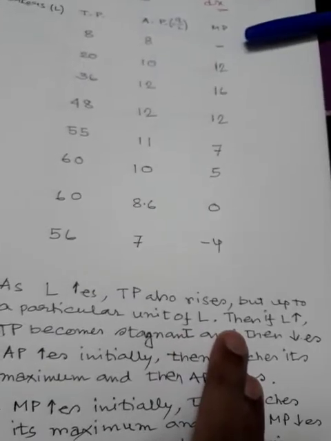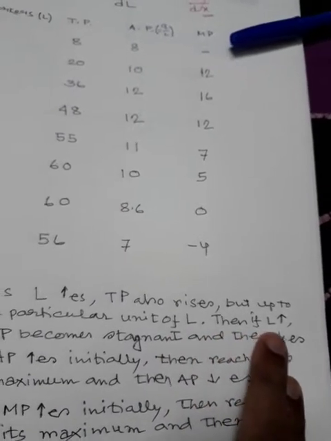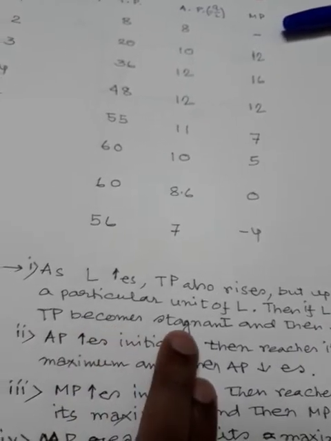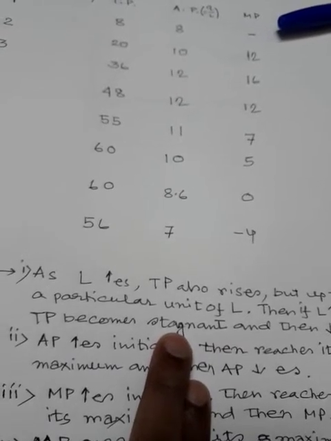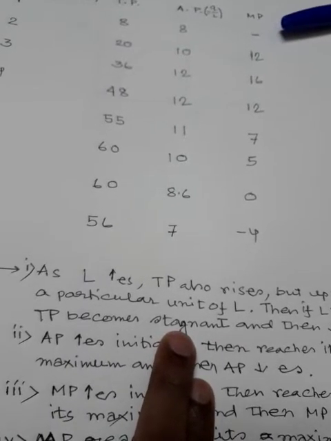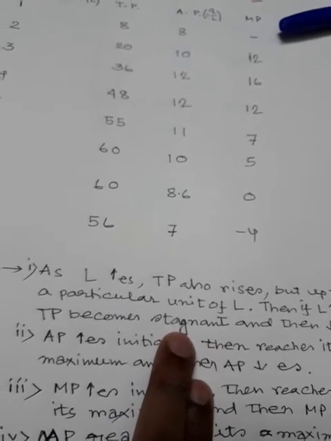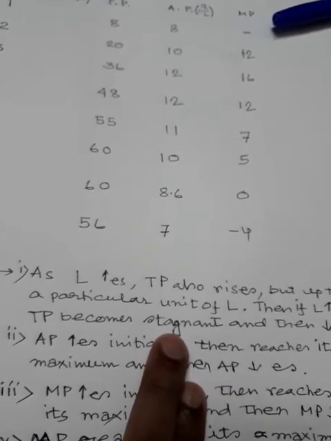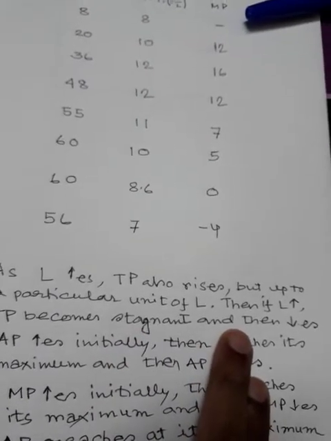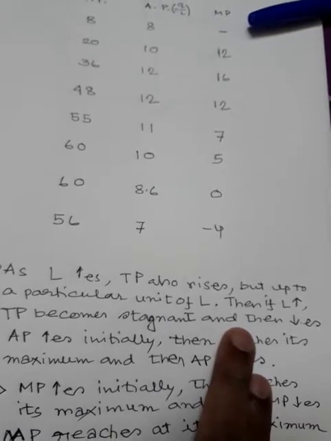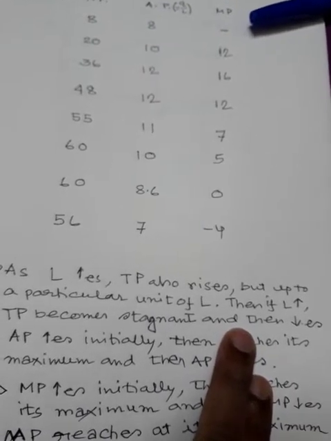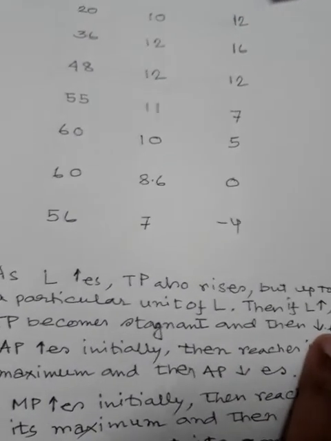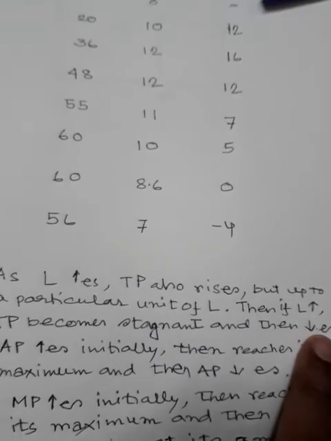After that, if labor rises, total product becomes stagnant. Stagnant means it's not increasing, not decreasing, same, isn't it? In case of 7th unit of labor, the production is also 60 units. And then if again we employ further labor, the total product decreases. This is the fact in short run.